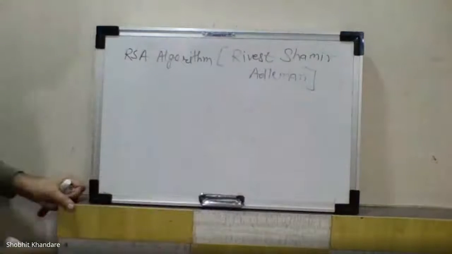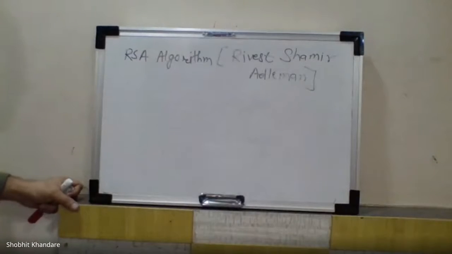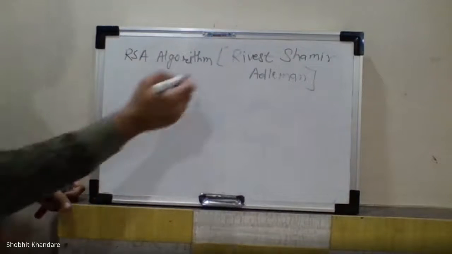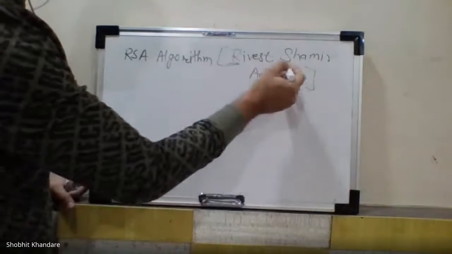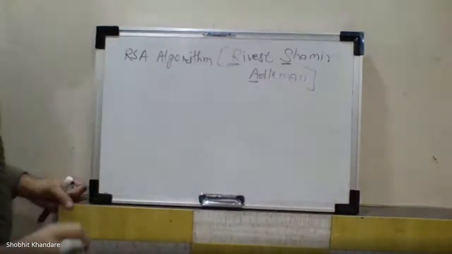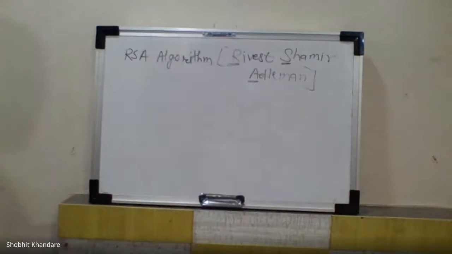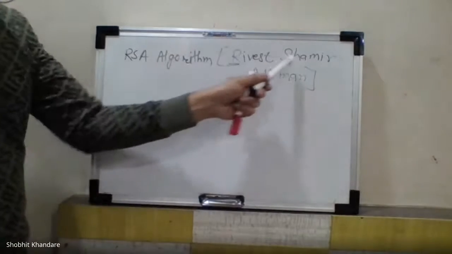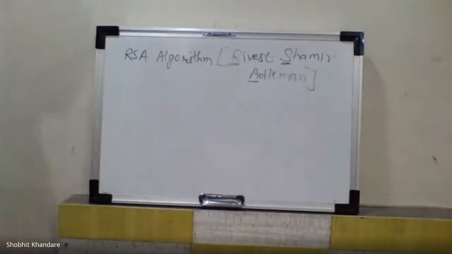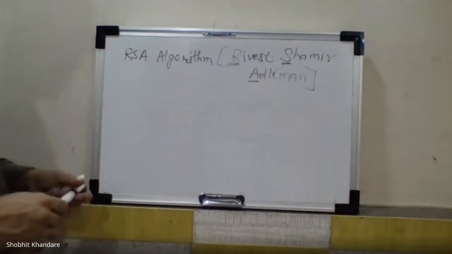Algorithm. Okay, Rivest Shamir Adleman algorithm. Taking their first letters, RSA. It was founded by the three persons, so because of their first letters, it comes to be called the RSA algorithm.